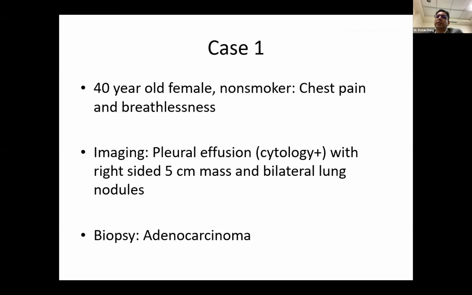So coming to the first case, we have a 40-year-old female, a non-smoker with chest pain and breathlessness. Imaging showed pleural effusion and a right-sided lung mass with bilateral lung mets. The cytology for pleural effusion was positive for malignant cells. Biopsy showed adenocarcinoma.